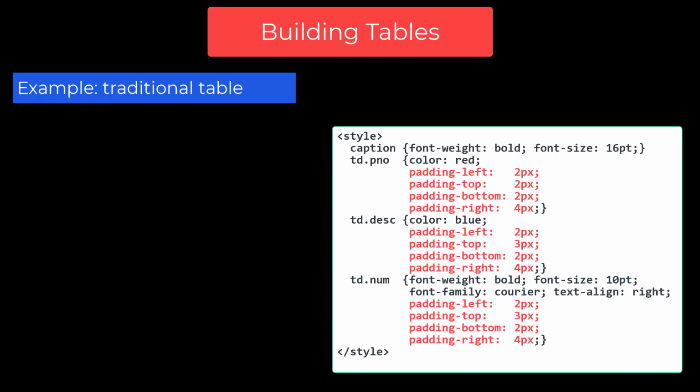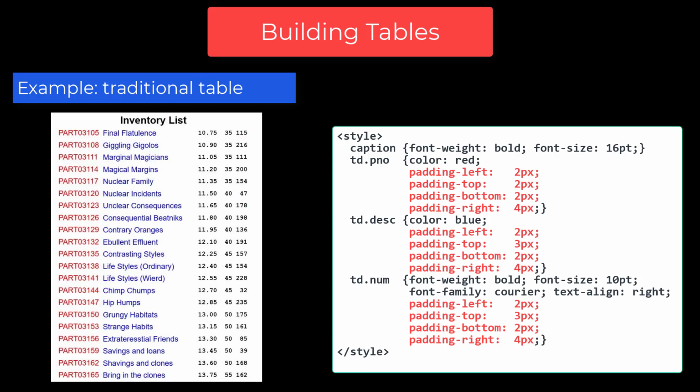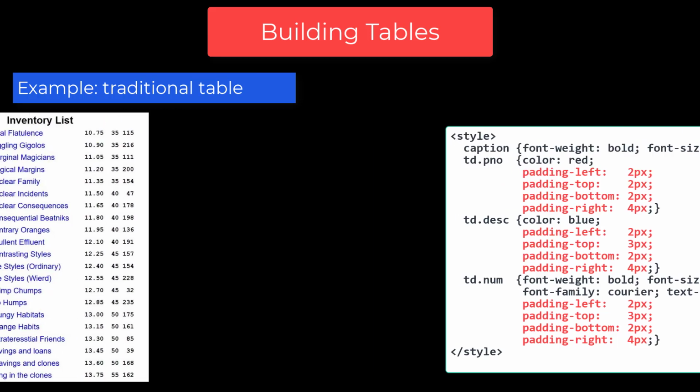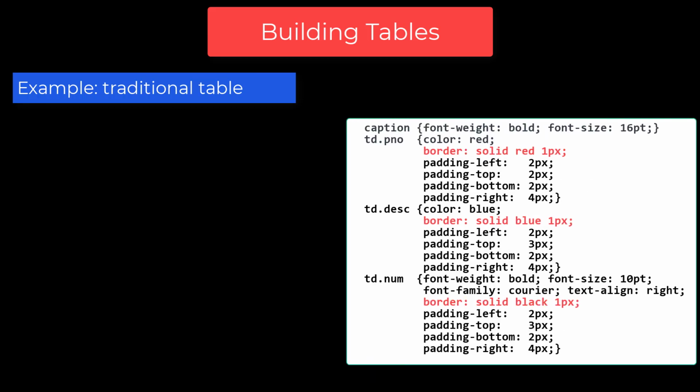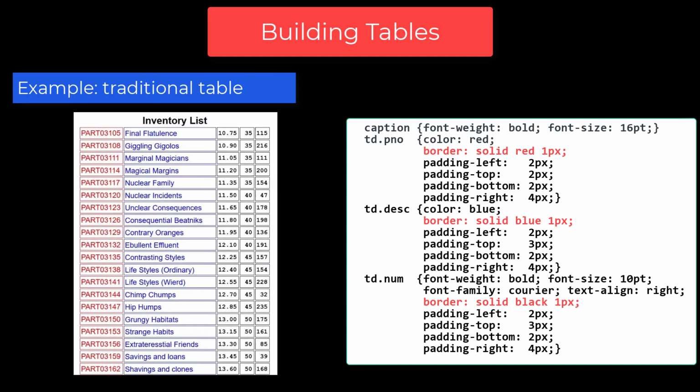So when I did that, it looks this way, and you can see the columns are separated a little bit, but they still are kind of run together. I guess I'll try some borders. So now I'm going to add a border, solid red 1 pixel for part number, and solid blue 1 pixel for description, and solid black 1 pixel for the numeric type data. And it looks this way. Too busy, too cluttered.